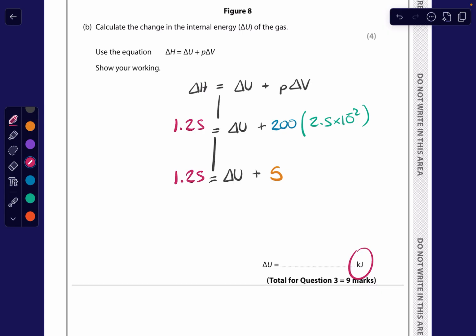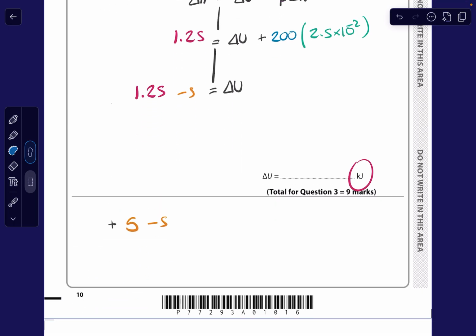Right, now I've got some basic rearrangements to do. I need to make delta U the subject. Sounds funny saying that out loud, but I need to make delta U the subject. And at the moment on this side, it is attached to a plus 5. How can I remove that plus 5 from there? Some of you are a little bit more familiar with this system, so I'm going to subtract 5 from both sides. Subtract 5 here, subtract 5 here. This will give me this there, like that. And then these two would cancel out. And that's how I would rearrange it.